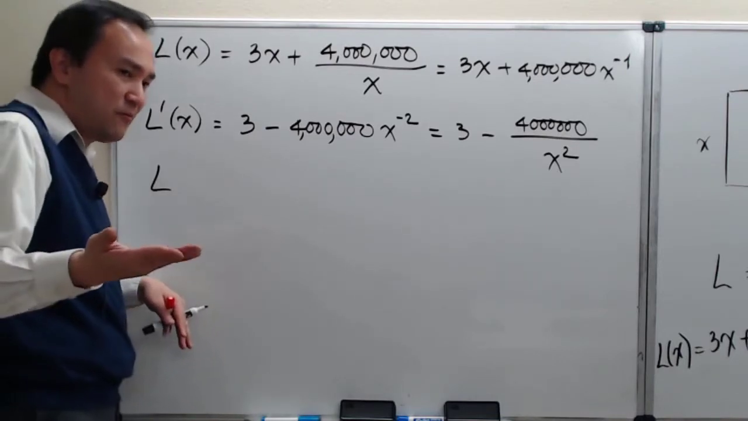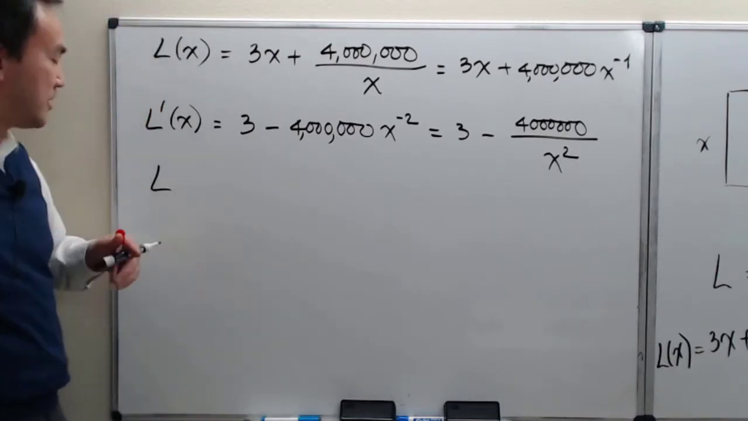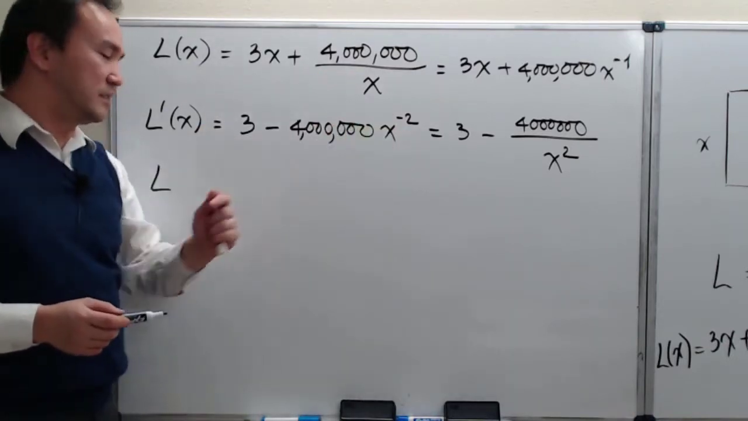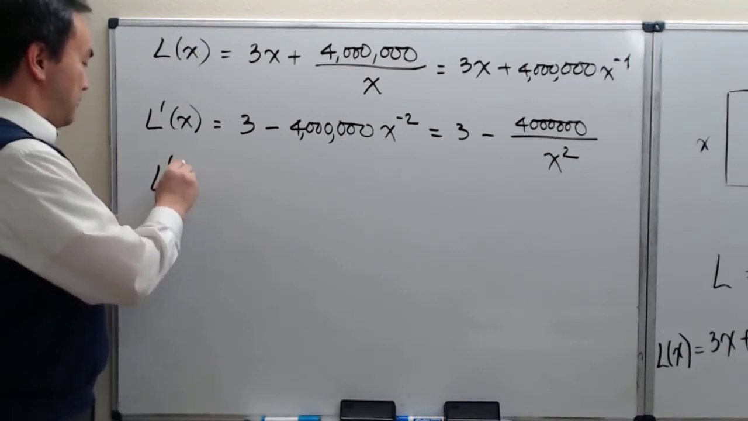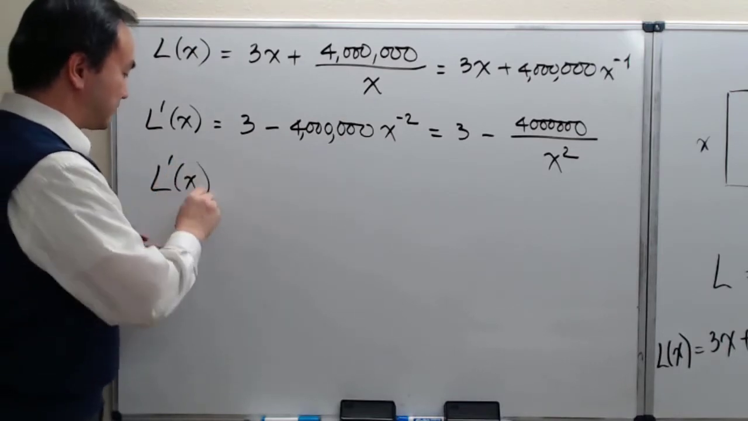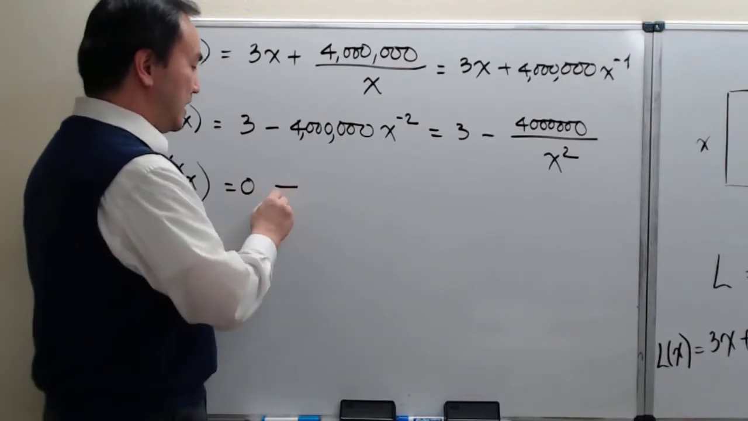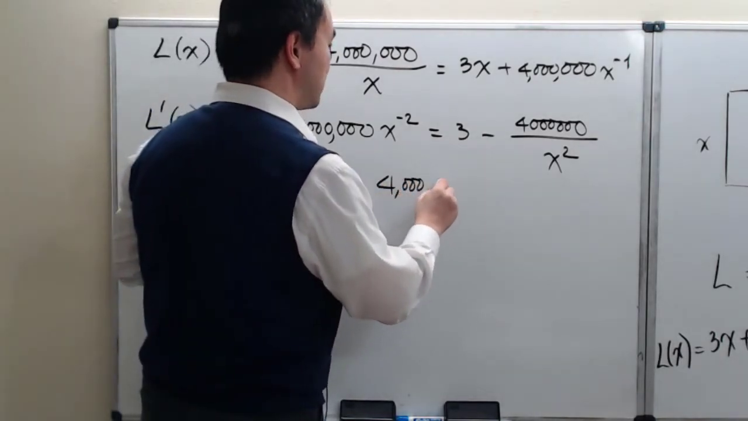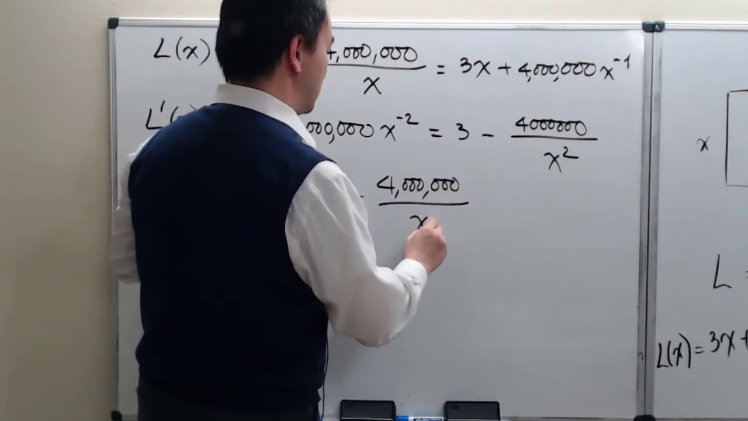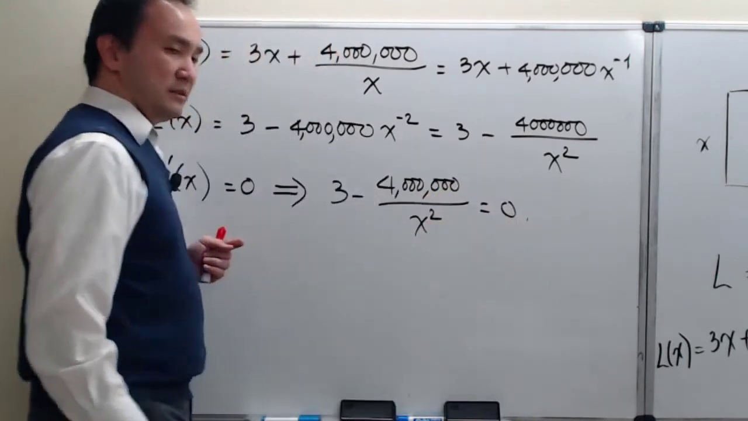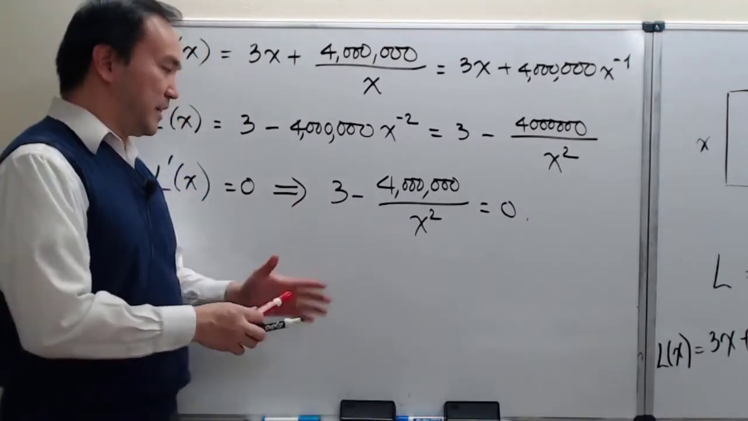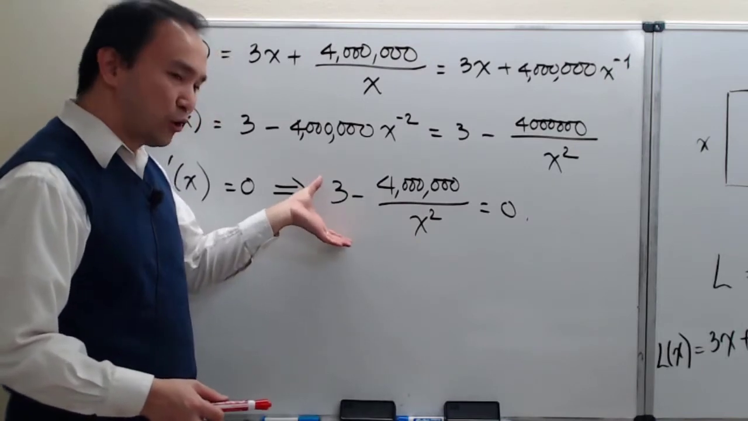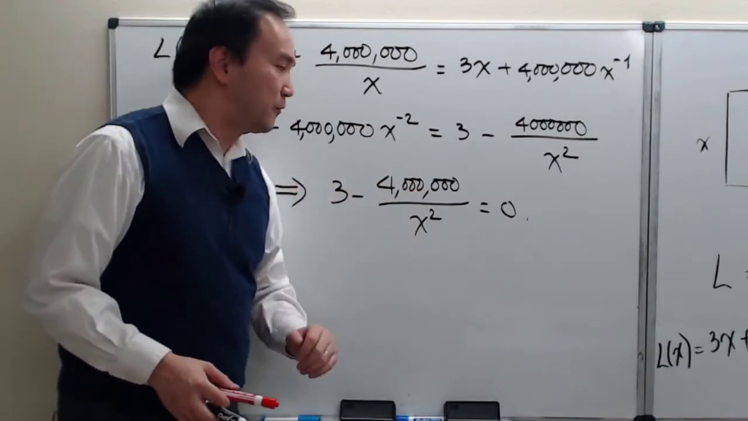Why not work the same way? It is exactly the same method we're using. So first thing, I need to find the critical values out of the first derivative. So I'm going to set L prime equal to 0. That leads to 3 minus four million over x squared equals 0. At this point, viewers, you have your own independent route to solve this equation. Basically, our goal here is to solve this equation for x.